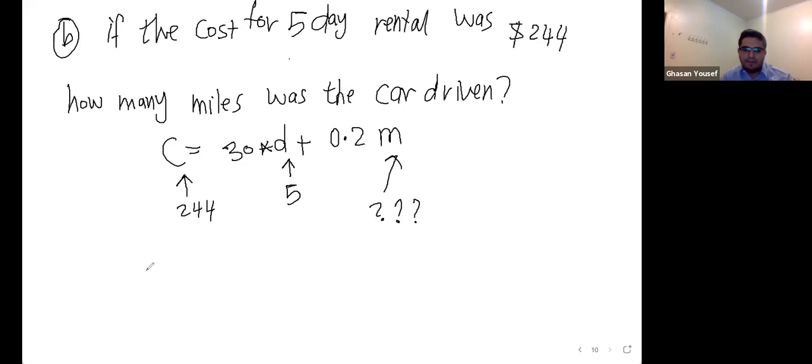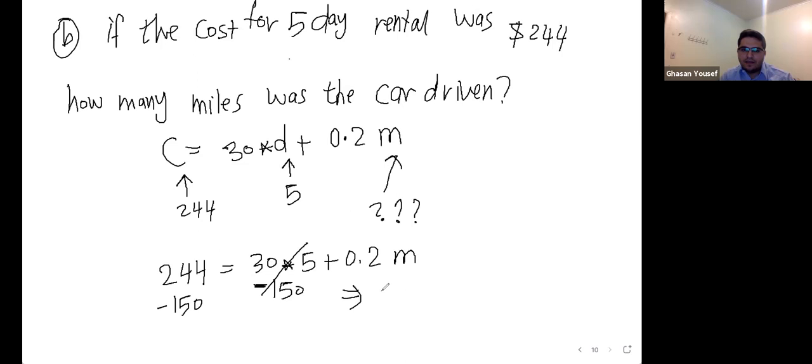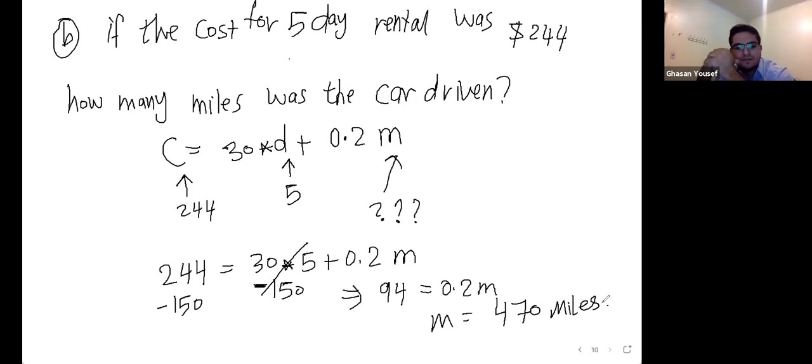Let me solve it. Half a minute left. So 244 equals 30 times 5 plus 0.2 mileage. So we subtract 150, because this is 150. So we get 94 equals 0.2 m. Did it right? Because we have a fraction here, it will be 470. So m equals 470 miles. We end this question. Any questions so far?